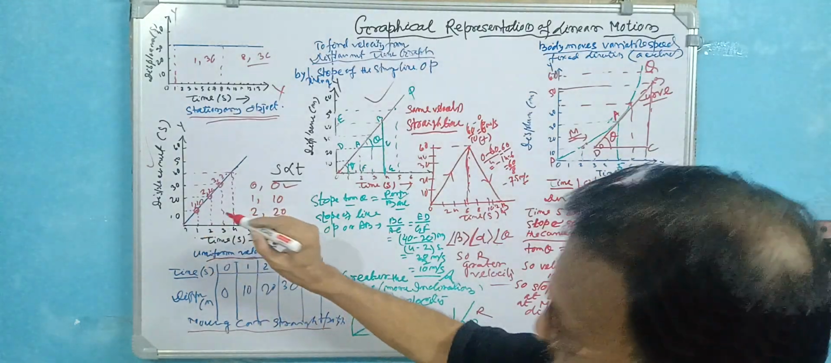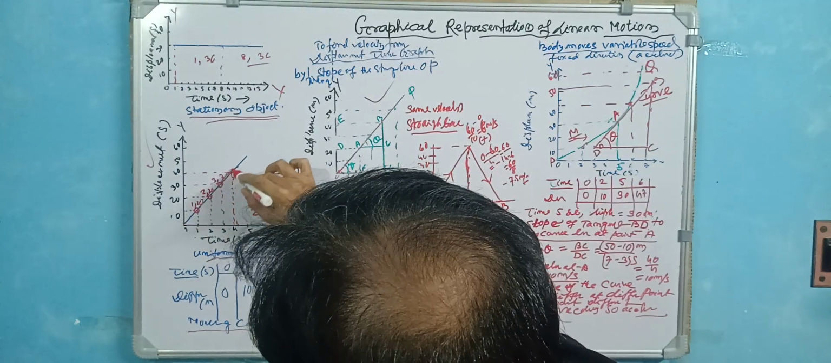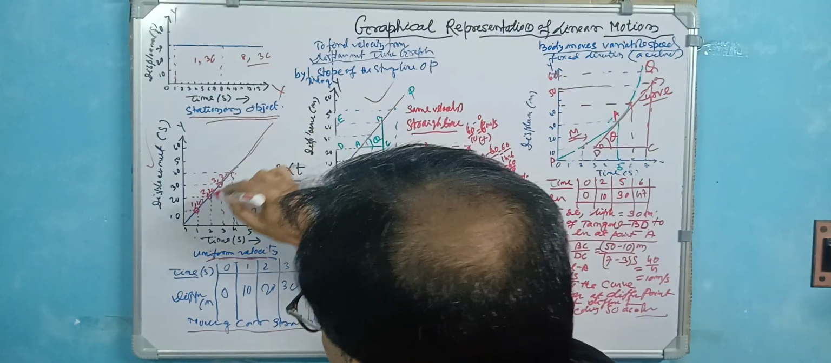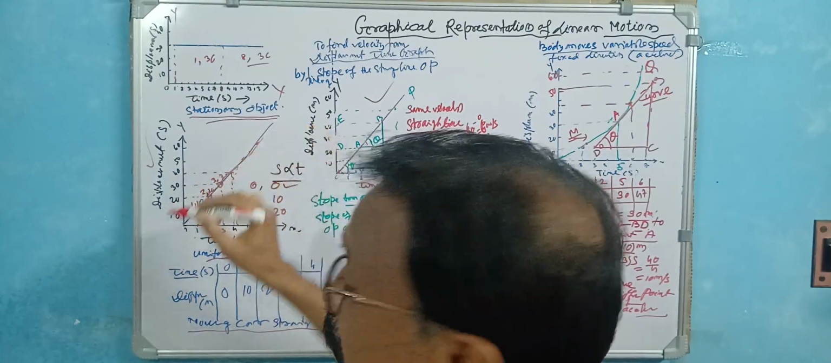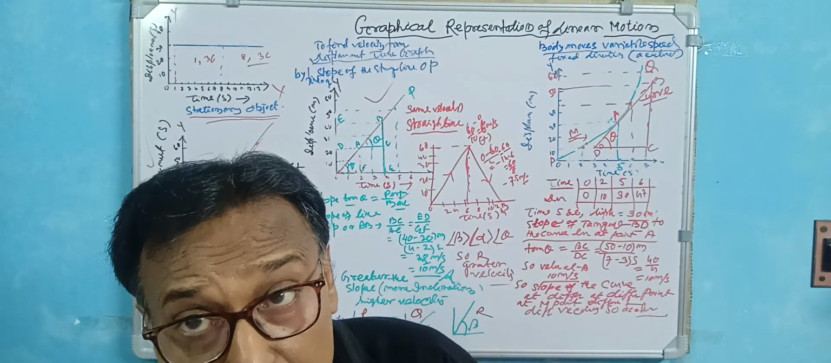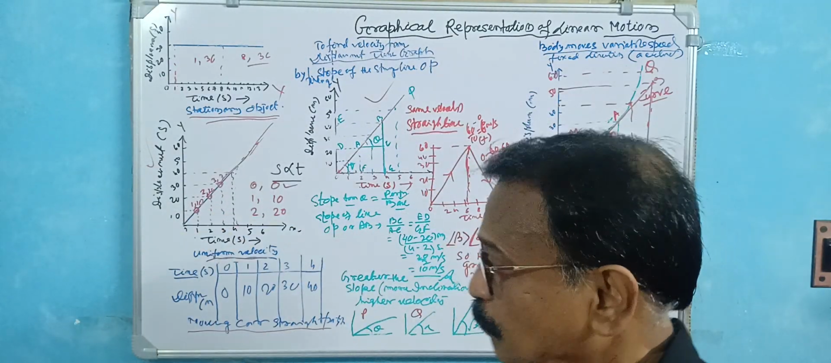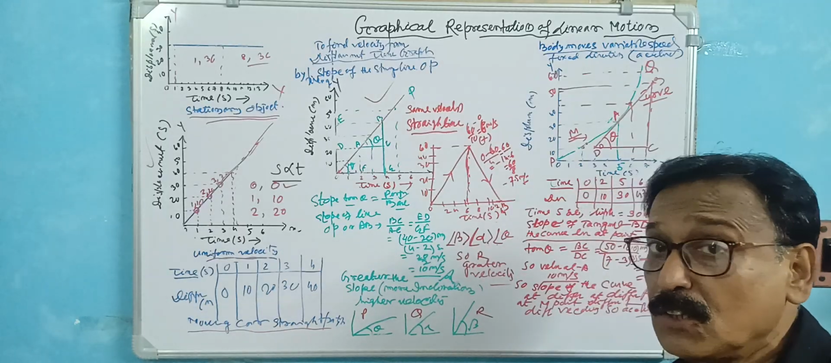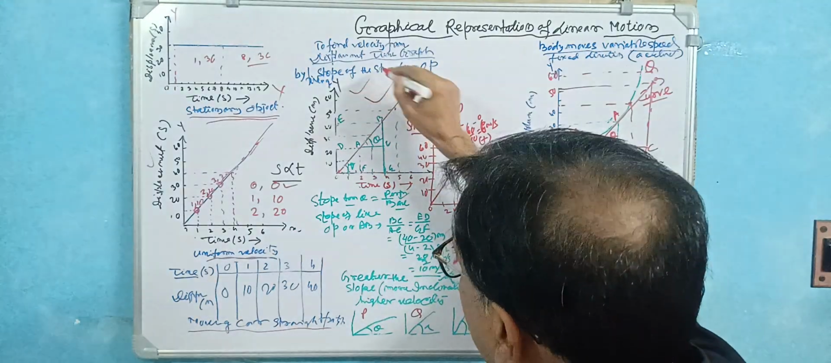You draw a point and join this. This is actually called a straight line. If you join this point, you draw a straight line. That means a straight line indicates the body moves with uniform velocity. But what is the velocity? You calculate it from this graph.